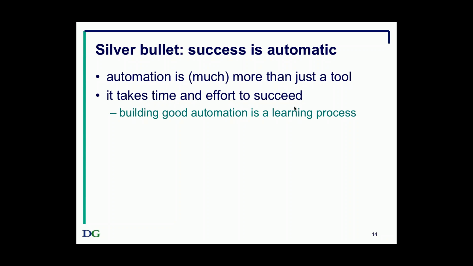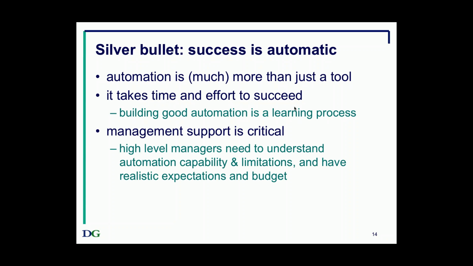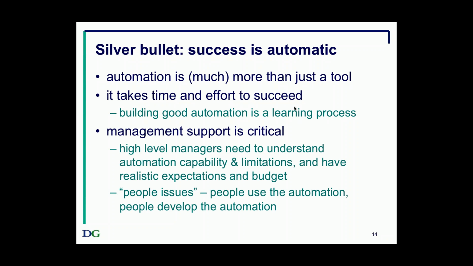And in order to do that, you also need to have good management support. And that's one of the things that came out when we were doing the book on experiences in automation, how critical management support is and how people who were successful had good management support. High-level managers need to understand both the capability of automation and its limitations and have realistic expectations and set a realistic budget. It's no good trying to expect it to happen on a shoestring or in people's spare time because it doesn't.